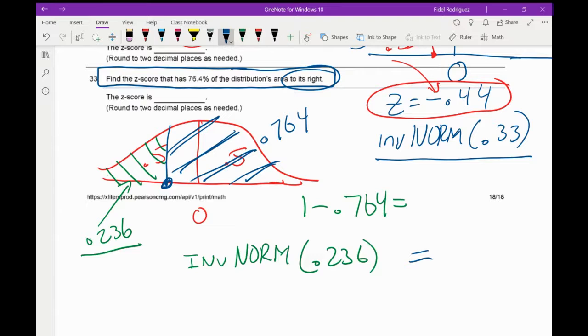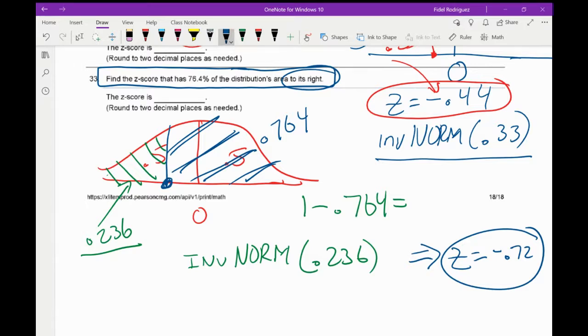Shouldn't we be coming up with a z-value that's going to be negative, because we're to the left of that middle part? So second vars, inverse norm of 0.236. And yeah, negative 0.782. And like Johnny Canales says, you got it, take it away.